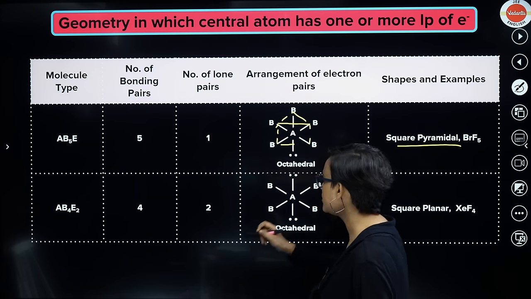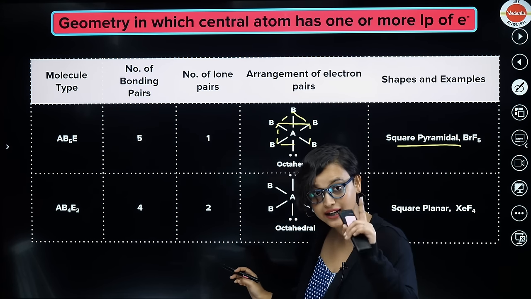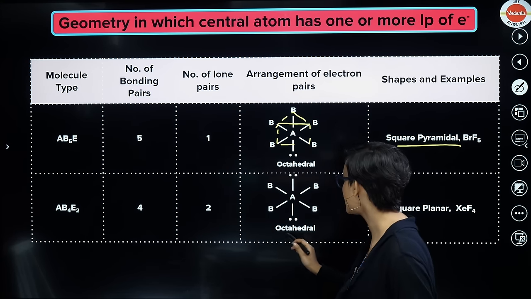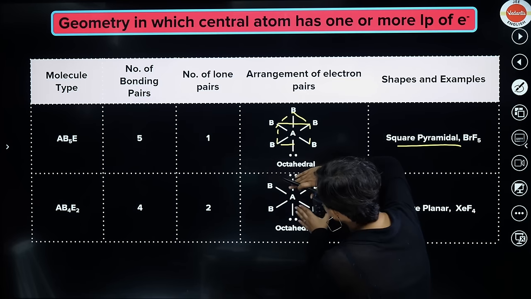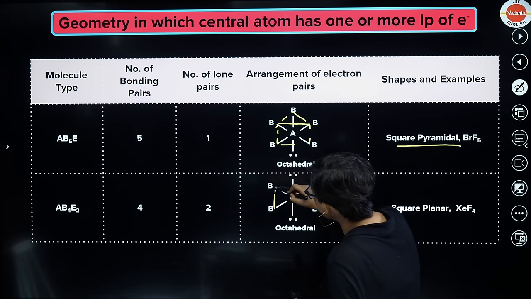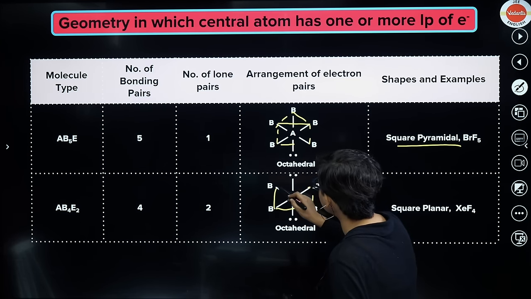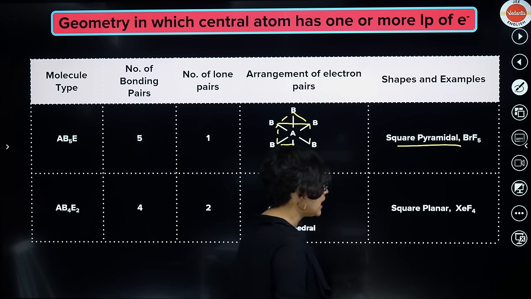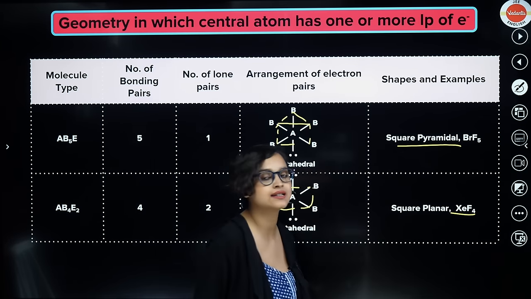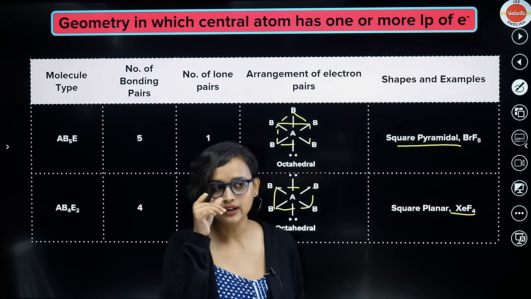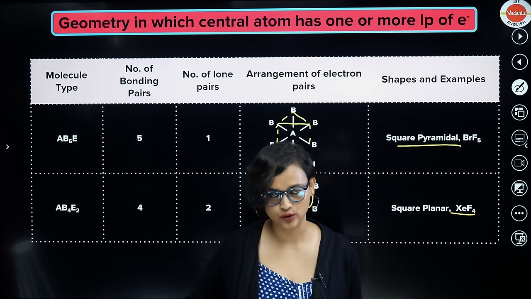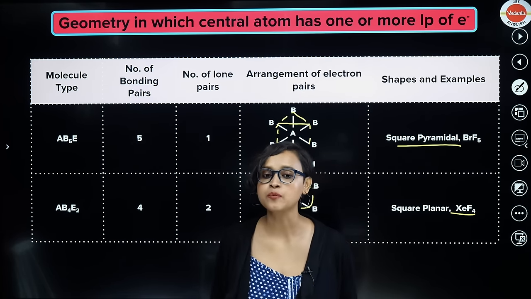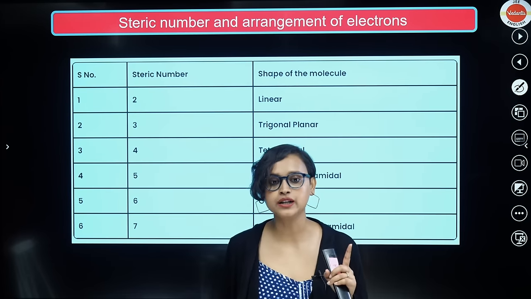Yes. Now, here what happens? 4 plus 2, 6. Steric number 6. Steric number 6 means octahedral. But this time you have two lone pairs. So, close the lone pairs. What do you have? You have a square. All of it is in the same plane. So, square planar, and the example is XeF4, xenon tetrafluoride. Okay.